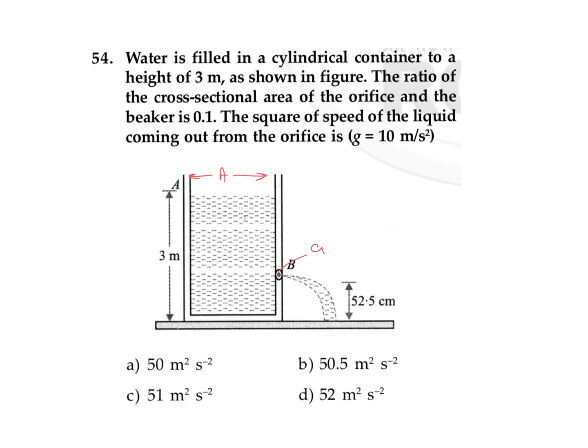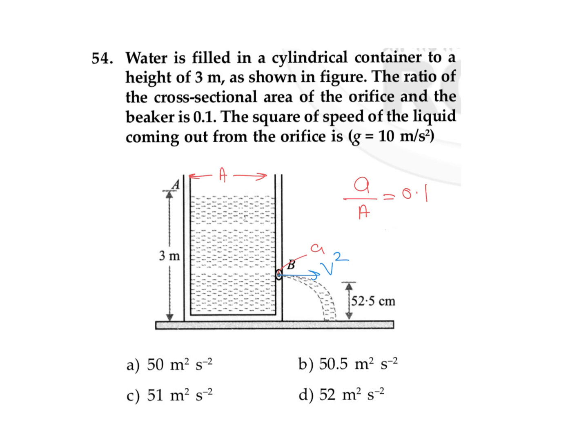In general, we neglect the area of cross section of the orifice with respect to A, but over here they have given the value, so we need to consider it. That means the value of a by A is given as 0.1. We need the square of the speed of the liquid coming out of the orifice. Let's say the liquid is coming out from the orifice with velocity v. Our aim is to find the value of v square.